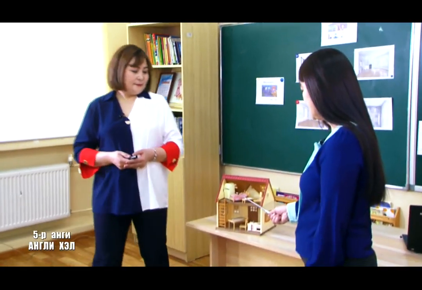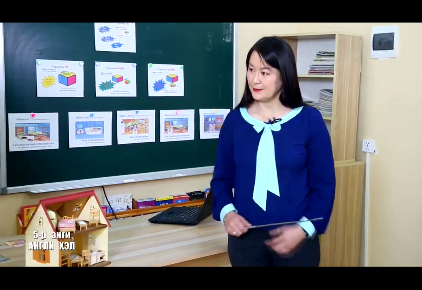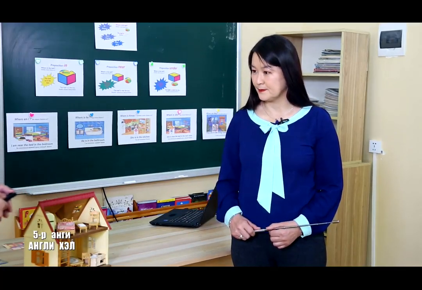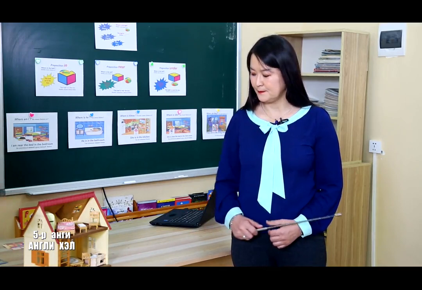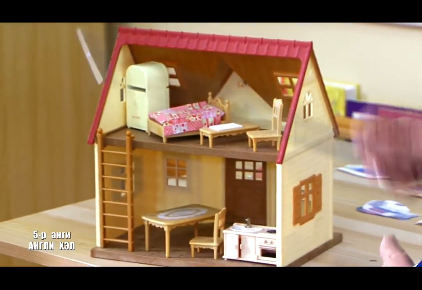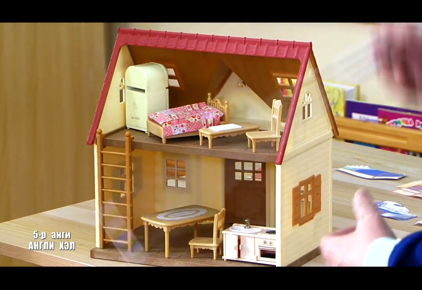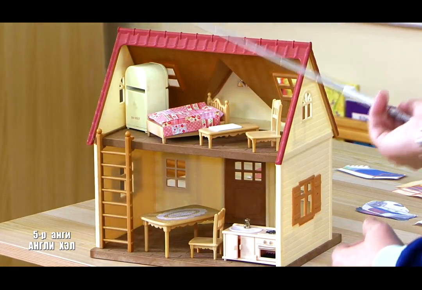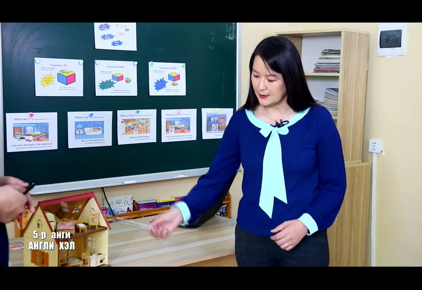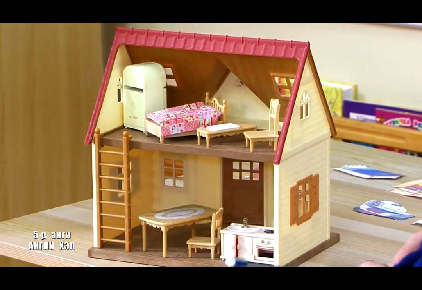Okay, what is this? This is a bat. What is this? This is a table. What is this? This is a chair. What is this? This is a wardrobe. What is this? This is a bedroom.